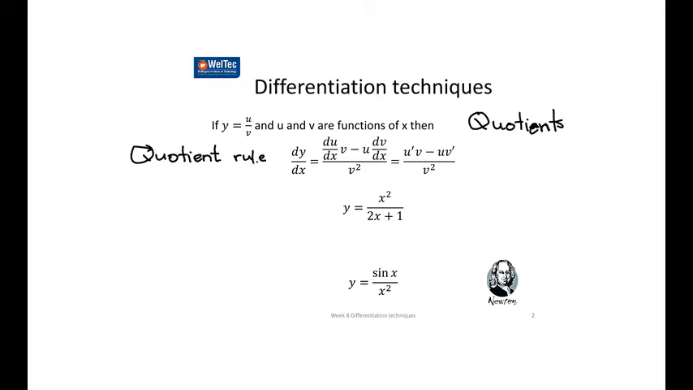And if we use the same setting out as before, we'll be fine. We just have to remember that we're using the quotient rule this time and it looks a little bit different. You do not differentiate the top divided by the derivative of the bottom. You must use this special rule.